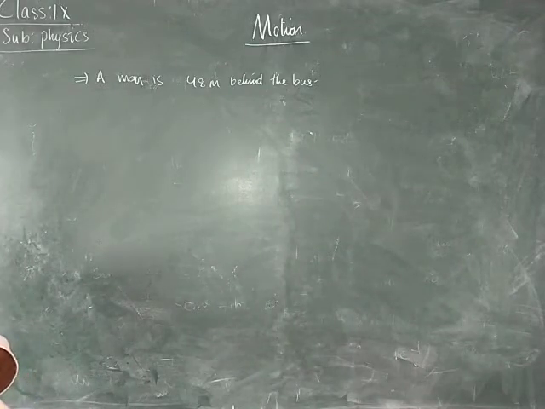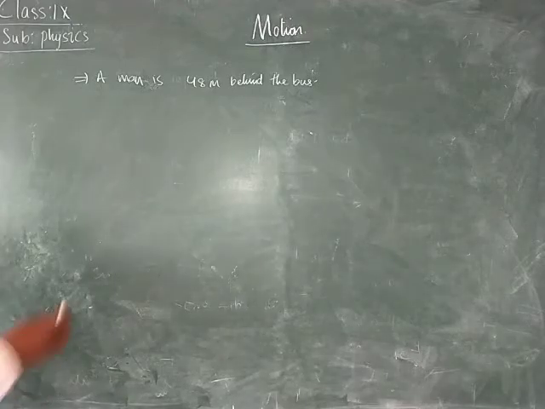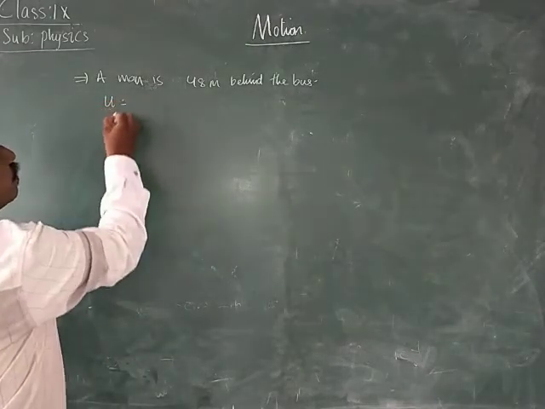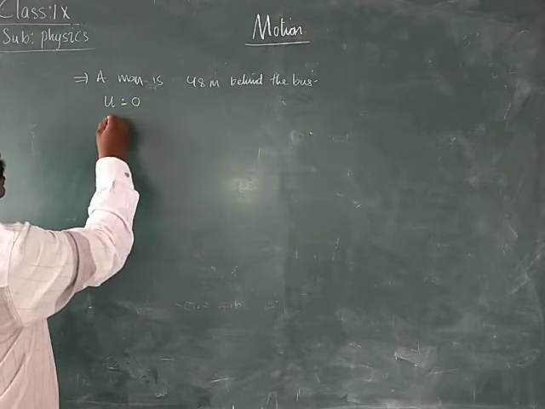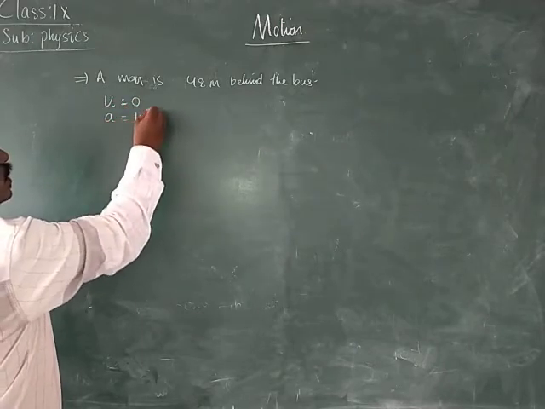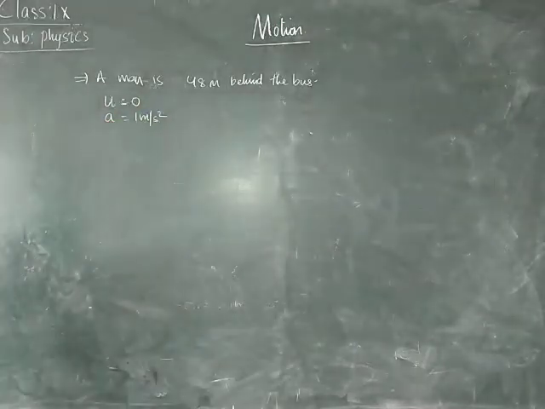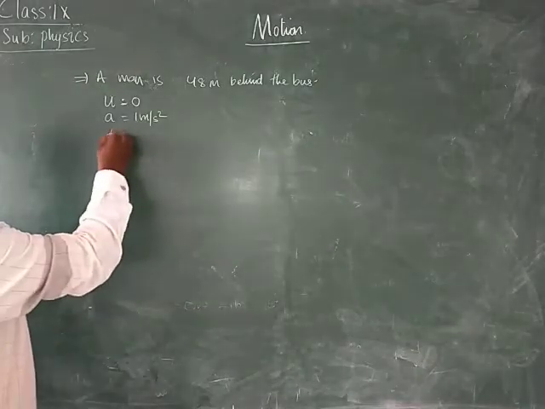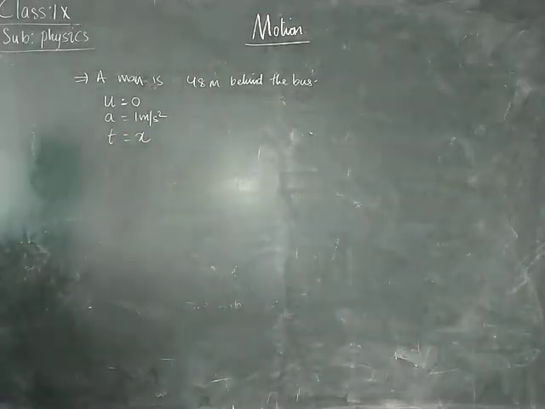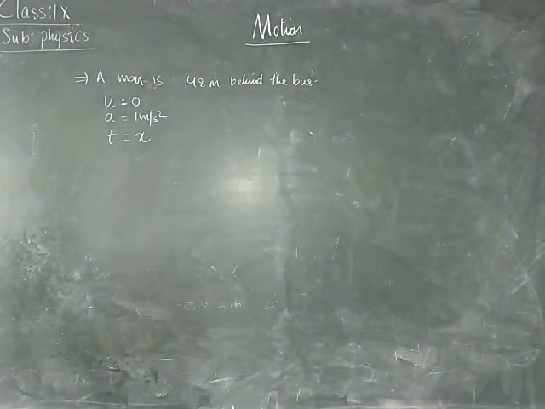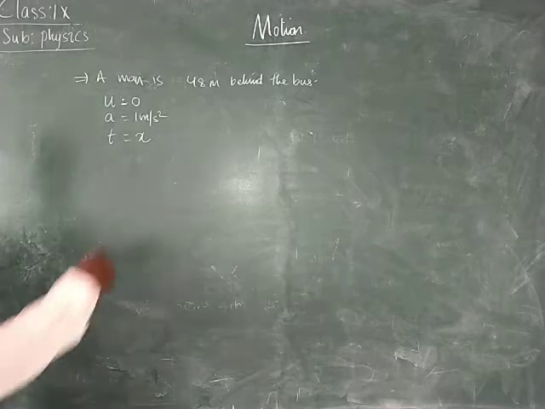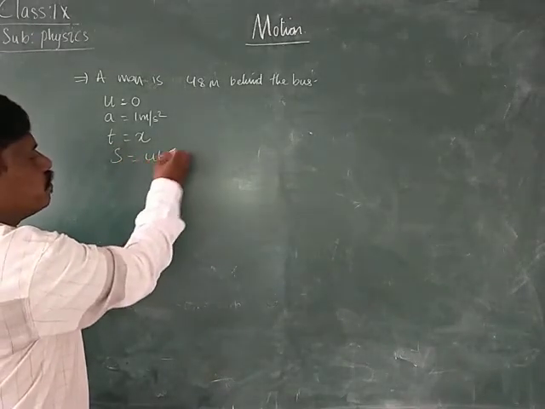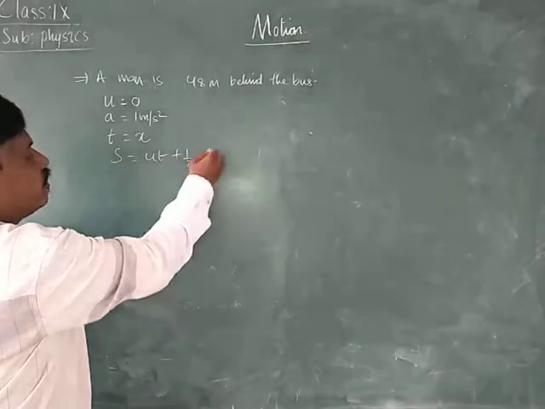And here the bus starts accelerating; acceleration is given. Acceleration is 1 meter per second square. The bus is at rest initially, so u is equal to 0. And here time we don't know. Let the time be x. By using the formula s is equal to ut plus half at square, we can solve this one.